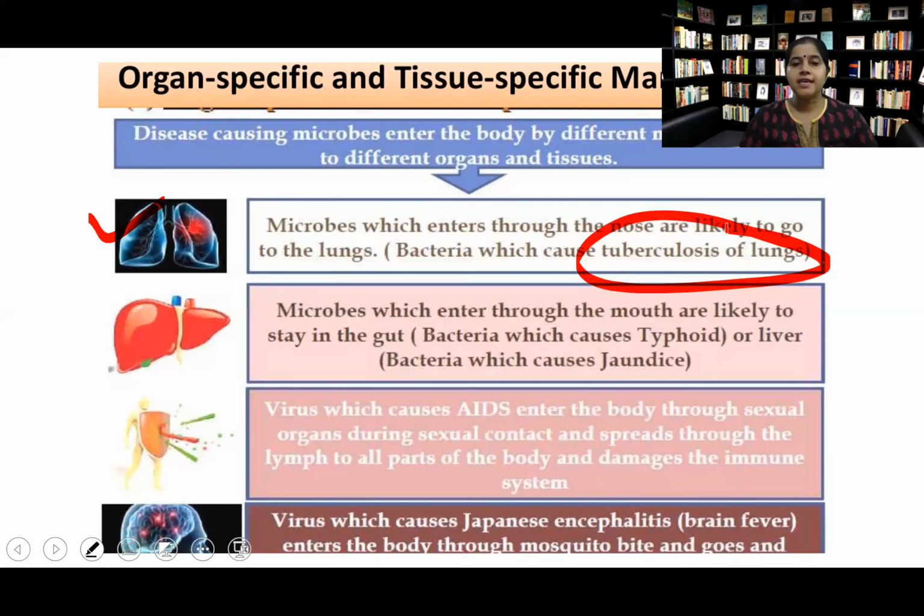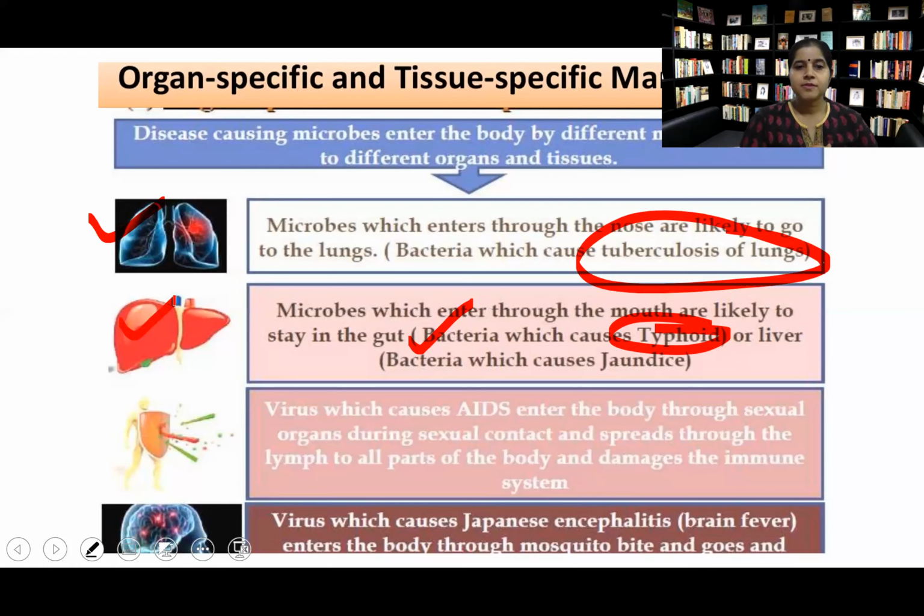Now the second is microbes which enter through the mouth are likely to stay in the gut. They will obviously affect your digestive tract. Sometimes you are eating some contaminated food, so they enter through the mouth and stay in the gut, and that kind of bacteria causes typhoid. Or in the liver you can suffer from jaundice. It is a picture by which you can understand that bacteria sometimes enter through the mouth as well. So we should be very, very careful about it.